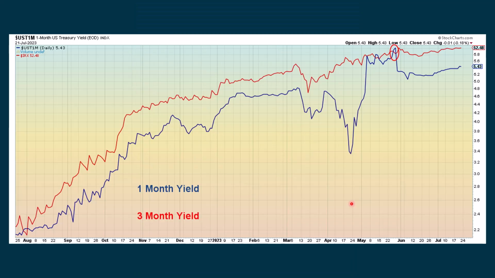Then this, I'll probably stop using this at some point. This came into play during the whole debt ceiling crisis. When the 1-month yield and the 3-month yield were getting all crazy in here, they've now gone back to being more normal, and so it's really not telling us anything that we don't already know, but I still watch it anyway.